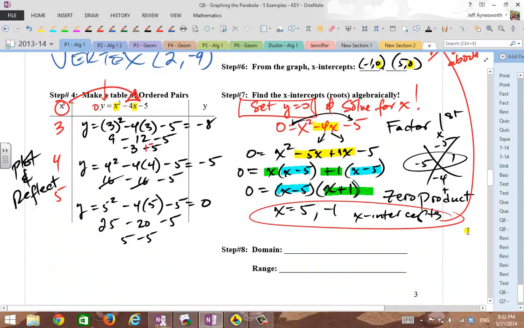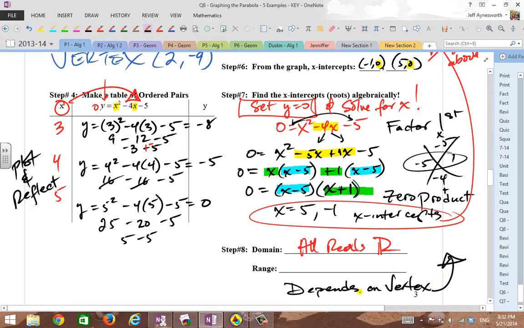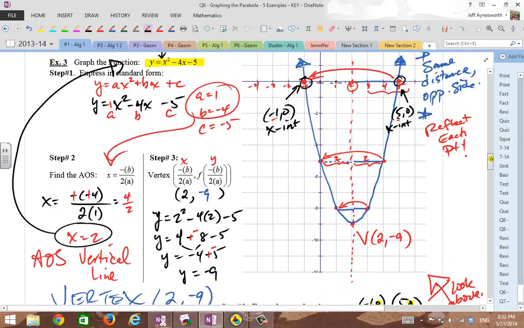Okay? Now, the domain for all parabolas is the set of all reals. So let's go ahead and write that down there, set of all reals. And the range, well, this depends on the vertex. So let's write that down. Depends on vertex. So what you have to do is look above. All right, so let's look above. Let's look at the graph.